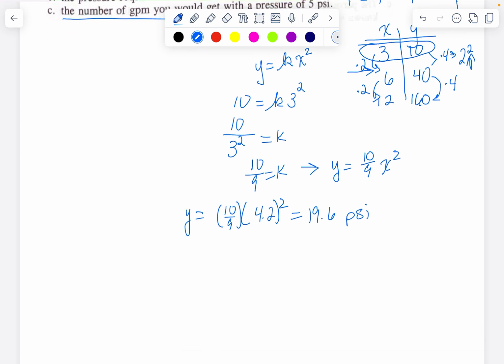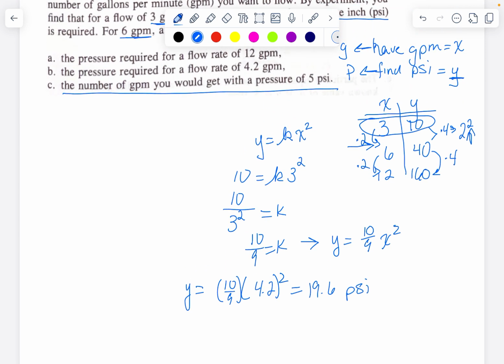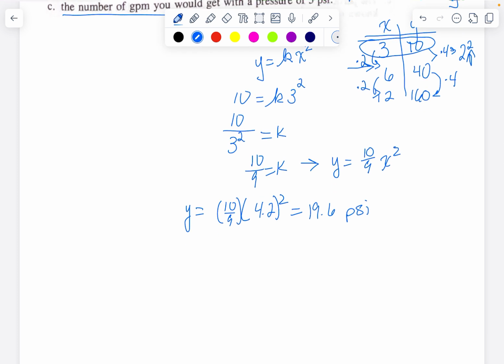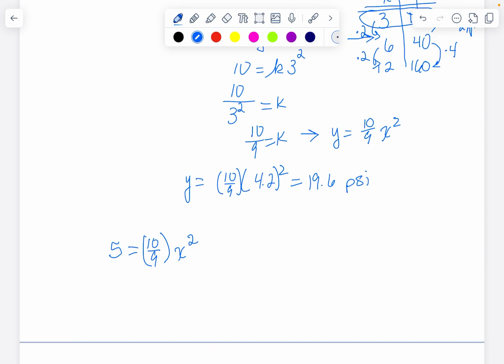So if we know the psi, we know our psi is y. So we're going to plug that in there. We'll say that 5 equals 10 over 9 times x, because we don't know how many gallons per minute we're going to get, squared. And we can solve this exactly the same as we did before. You can do this by multiplying by the reciprocal or doing it in 2 steps. We need to get x by itself. So to get x by itself, we will multiply by 9 and then divide by 10. Do you see that? So I will multiply by 9 and then divide by 10.